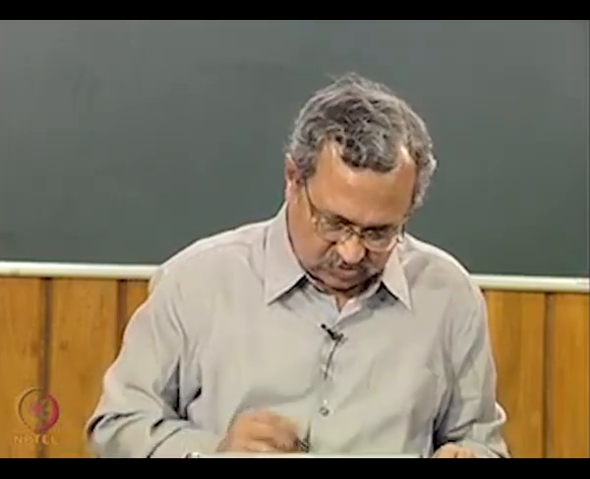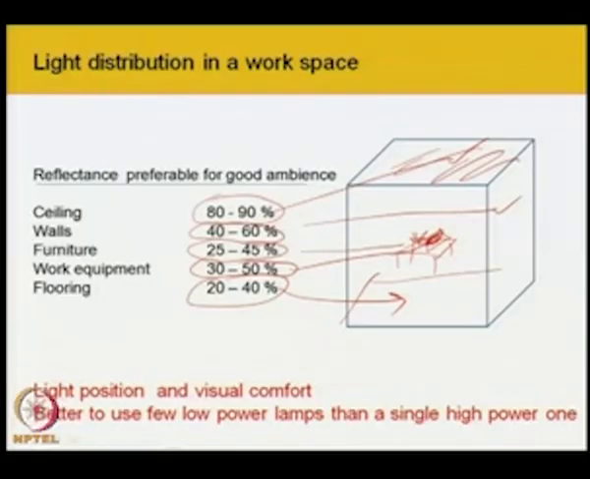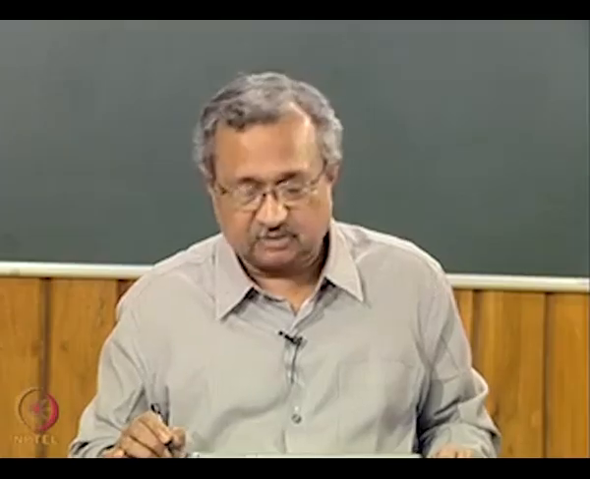So, the application of color, then visual perception and visual preferences, and accordingly your work activity, they all have a relation like this. So, this needs to be considered. So, light position and visual comfort we need to consider, and then it is better to use a few low power lamps than a single high power one.